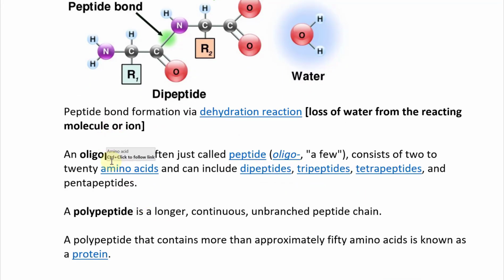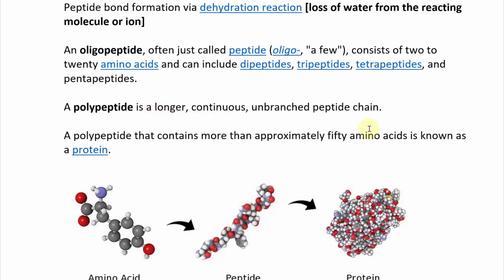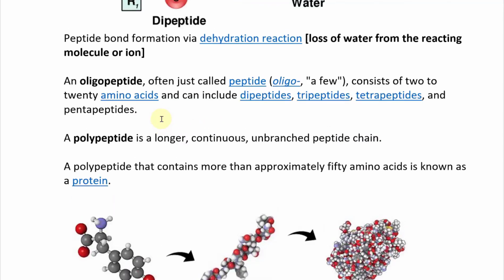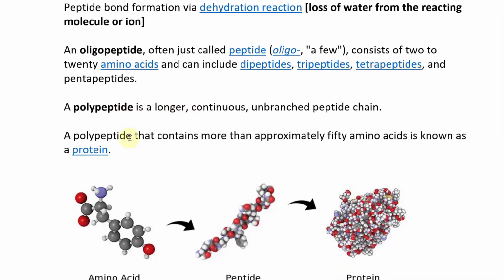And going further, an oligopeptide, often just called a peptide, and oligo means a few, consists of 2 to 20 amino acids and can include dipeptides, tripeptides, tetrapeptides, and pentapeptides. There are 2, 3, 4, and 5 amino acid chains together. A polypeptide is a longer, continuous, unbranched peptide chain. Again, it's all terminology, because even this is a polypeptide since it's multiple, but it's specifically discussing shorter types.